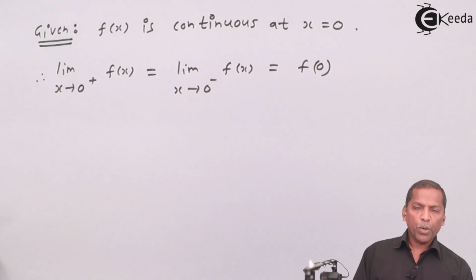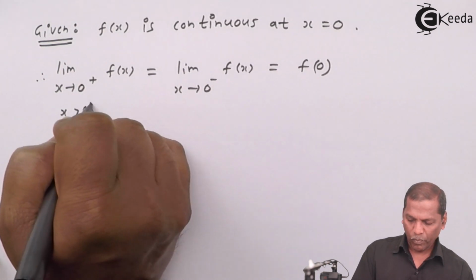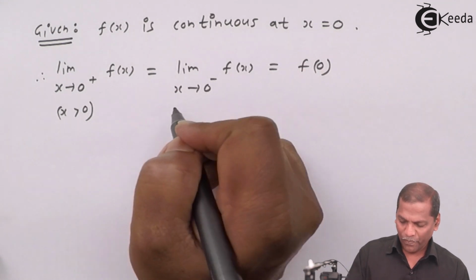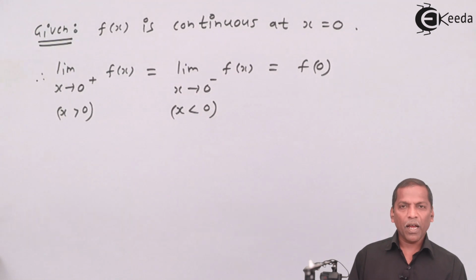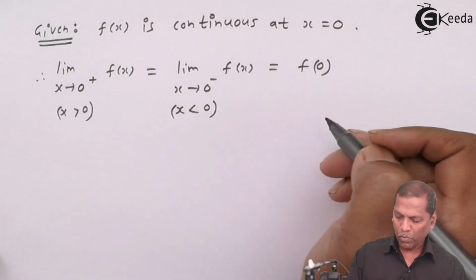Now, x tends to 0 plus means x greater than 0. That is called right hand limit. X tends to 0 minus, it means x less than 0. That is called left hand limit. And f of 0, it means x equal to 0.